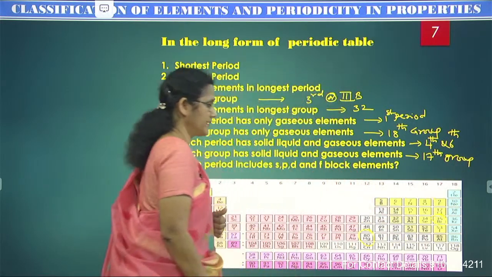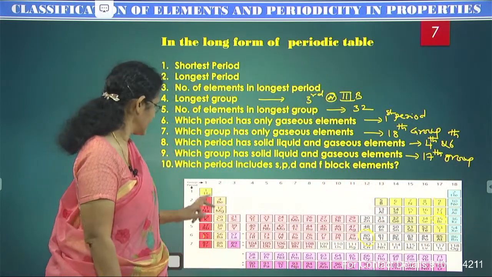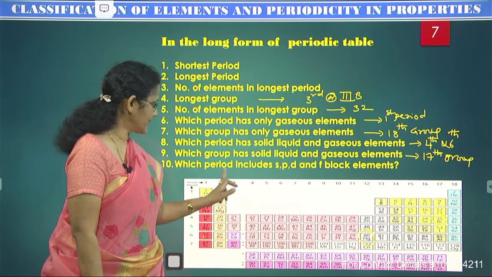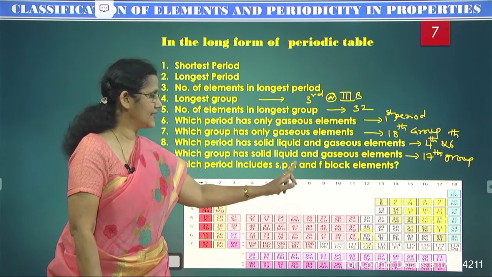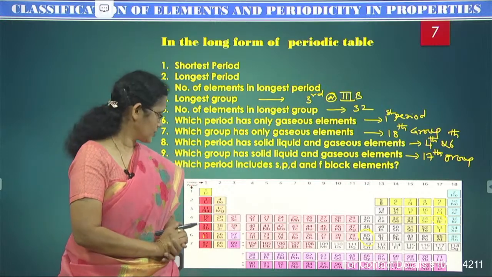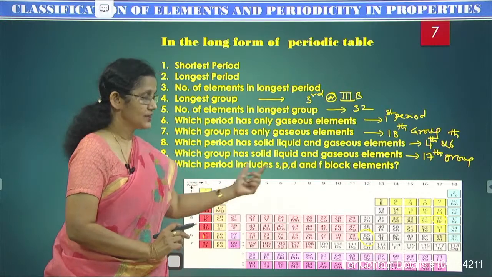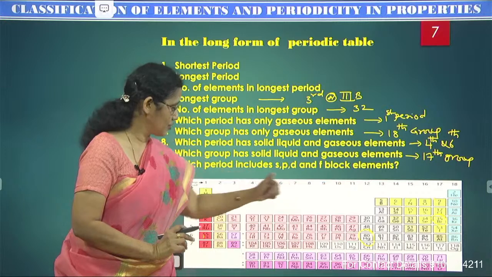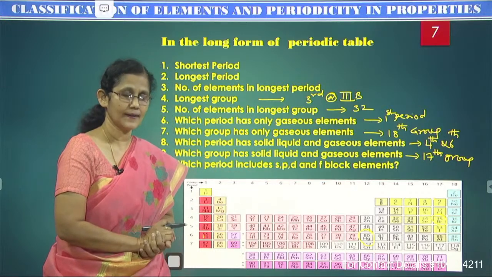Solid, liquid and gaseous elements, right. Last question: which period includes S, P, D and F block elements? So first period, actually by definition, helium also should be placed in S block.